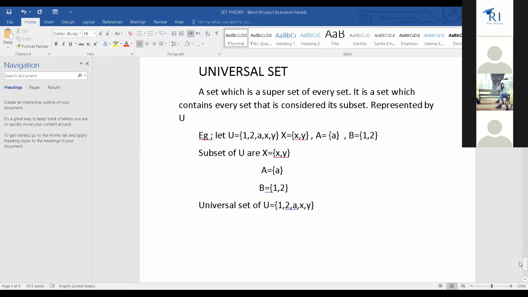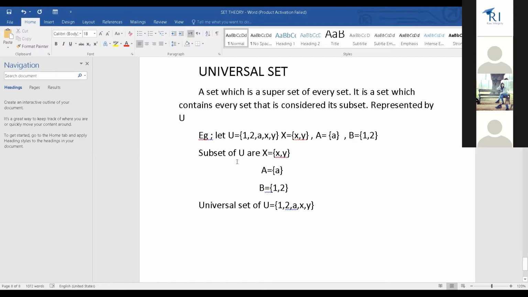Okay. Now last we have is the universal set. A set which is a superset of every set is known as the universal set. It's represented by the letter capital U. For example, we have set U is 1, 2, a, x, y. And set X is x and y. Set A is a. And set B is 1 and 2.